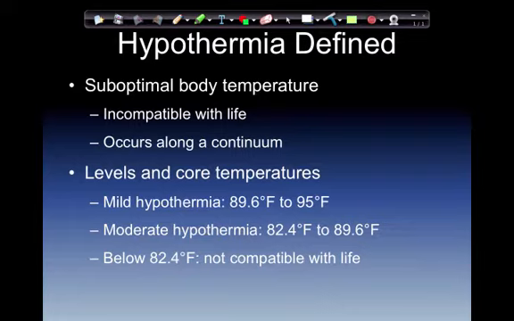Levels of core temperatures: mild hypothermia, the body's core temperature drops to between 89.6 degrees Fahrenheit and 95 degrees Fahrenheit. Moderate hypothermia, core temperature is between 82.4 and 89.6. Prolonged core temperatures below 82.4 are not compatible with life.